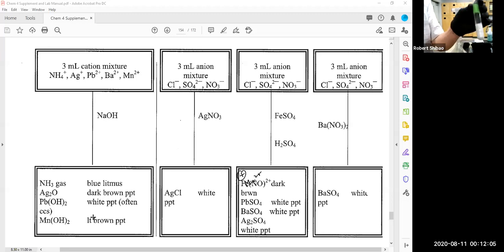Okay, again, I get that precipitate. Here, 2. Okay, 2 squirts of the iron 2 sulfate. Okay, now I'm going to filter it.